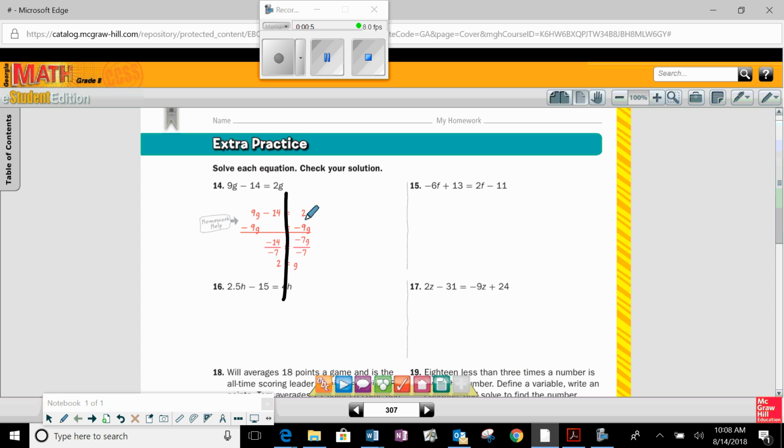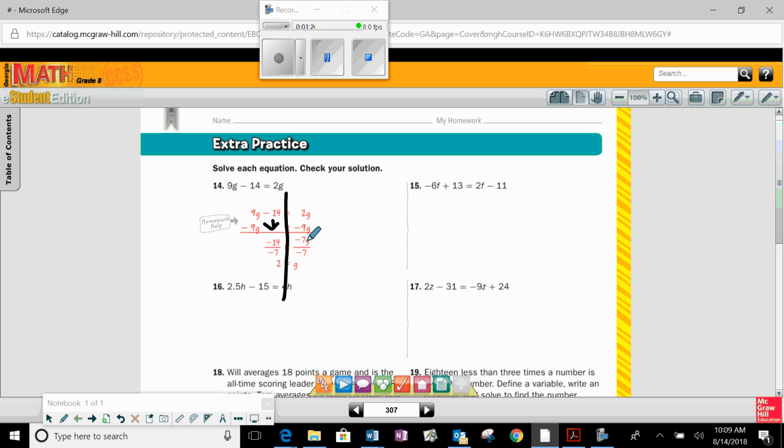Now, for this example that they wrote out, we took the 9g and we're moving it over to the 2g. The reason they did that is that way g's were on one side of the equation and your constants were on the other side. But you could have moved the 2g if you wanted to. You would just have a couple extra steps. So since this is a positive 9g, we're going to subtract 9g from both sides. We have 2g minus 9g gives you a negative 7g. This was a positive 2 and a negative 9, so you subtract the difference of the numbers. So we have negative 7g equals, you bring down the negative 14.